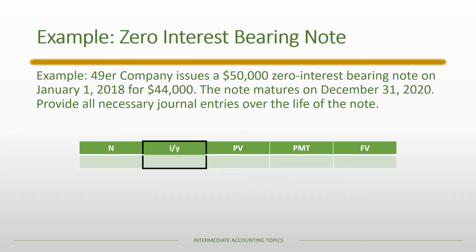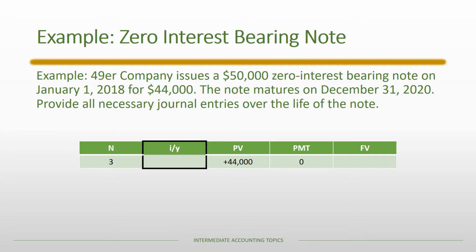After we record the initial entry, now we need to use the time value of money in order to record the rest of the note. Specifically, we're going to use the time value of money to derive the interest expense. In this case, it is a 3-year note, so the N is 3. The present value is $44,000. That's the amount that we receive when the note is issued.